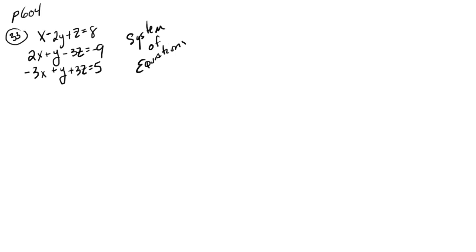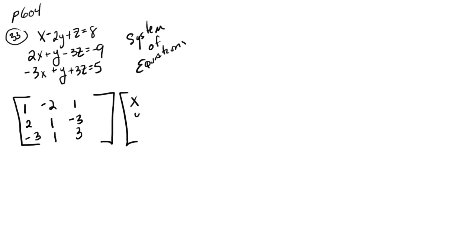All right. Now, what I'm going to do is put this in matrix form. So this is going to be just the coefficients. So it's going to be 1, negative 2, 1. So it's a little bit different than what I showed you yesterday. 2, 1, negative 3, negative 3, 1, 3. And then if I put the variables, this is how it really looks when you set it up the first time. And then you put the answers over this, like this. 8, negative 9, 5. So this is our system set up as a matrix.